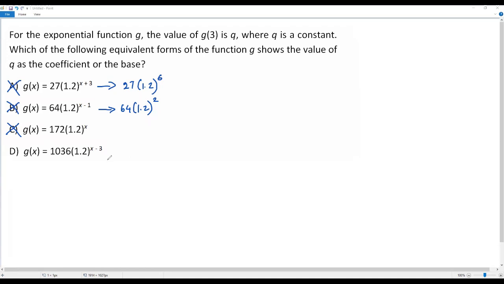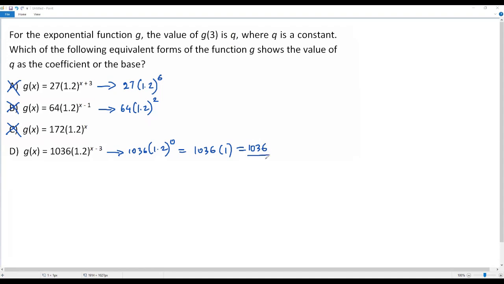Okay, now let's consider answer choice D. Let me plug in x equals 3 over here. Then I'm getting 1036 times 1.2 raised to the power of, when I plug in 3 for x over here, I'm getting 3 minus 3, that is 0. Any number raised to the power 0 equals 1, then I'm getting 1036 times 1, that is equal to 1036. Okay, in the function g of x in answer choice D, I am getting q equals 1036.